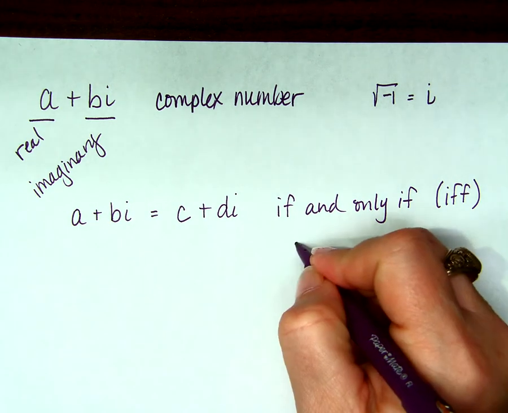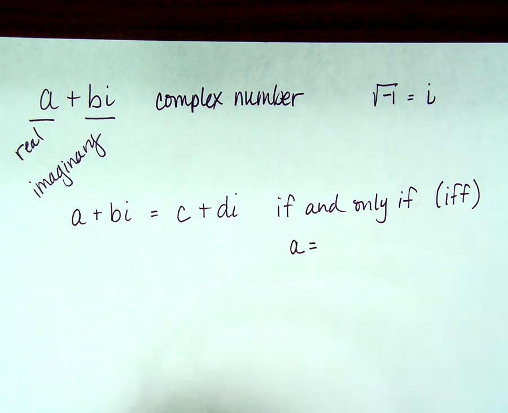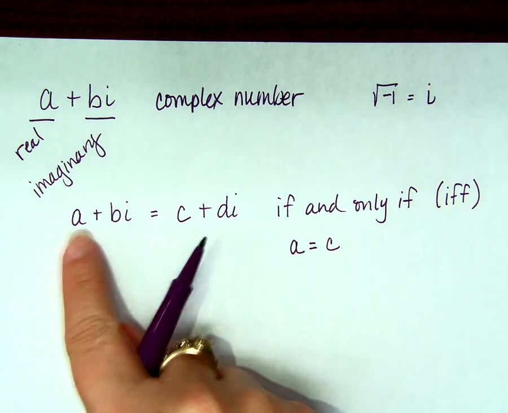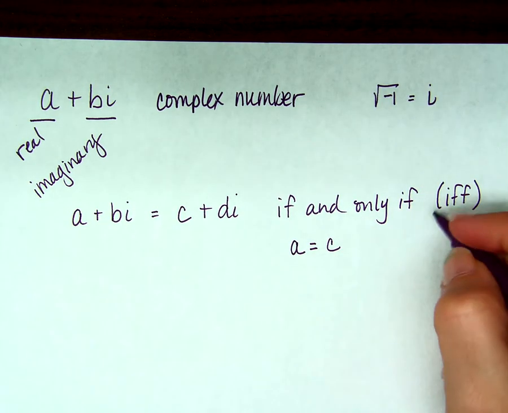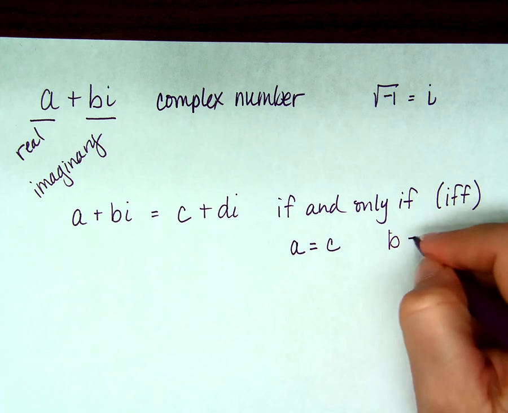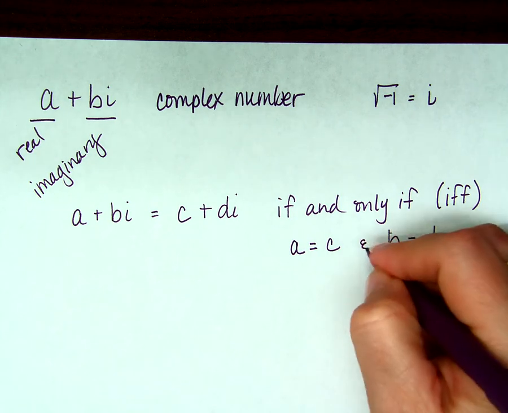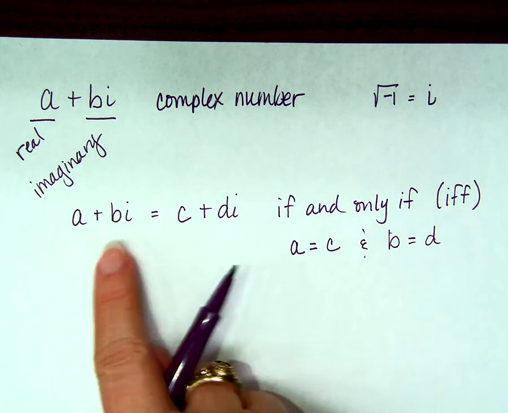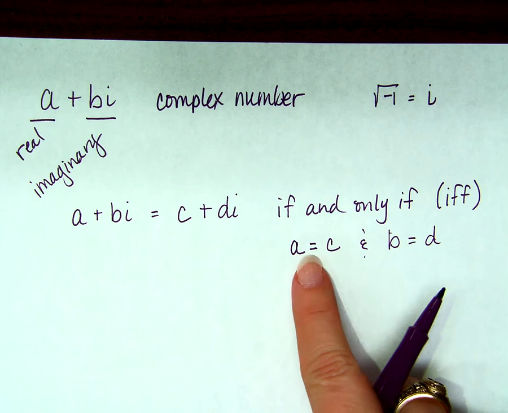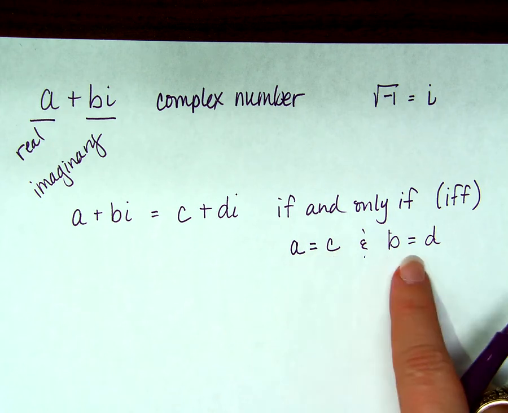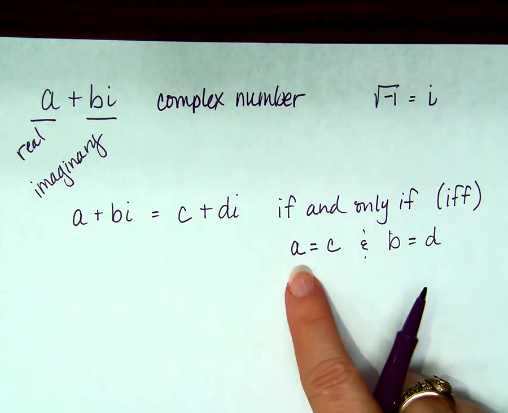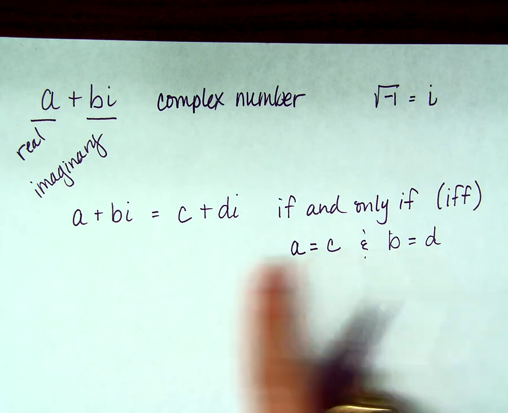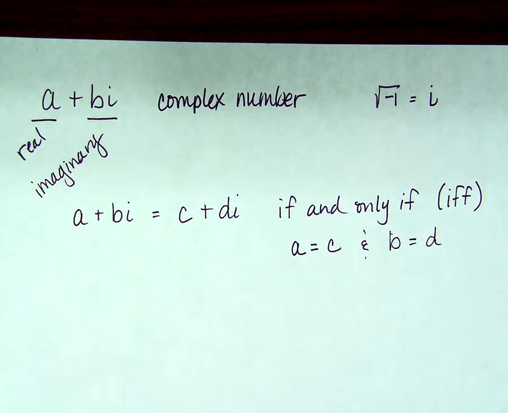What does a have to equal? c, right? The real part has to equal the real part. What about b? What does b have to equal? b has to equal d. So this statement is going to be true if and only if a equals c and b equals d. Okay? Which also means if a equals c and b equals d, then we know this is true. Okay? Any questions about that?